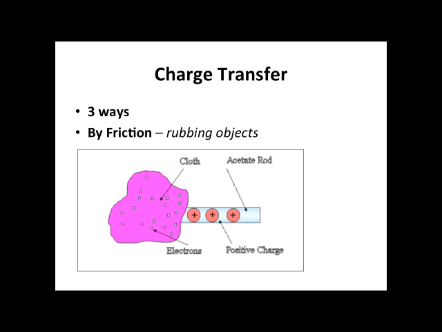And we're going to talk about three different types of charge transfer. The first one is by friction. If you rub objects together, like the cloth and the rod here, we're actually transferring electrons. So the electrons move over to the cloth. It now has a negative charge, and the acetate rod would take a positive charge. So by moving electrons, we generate a simple charge.